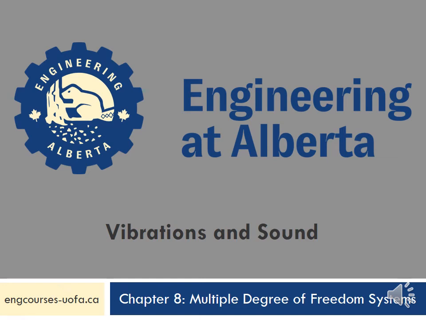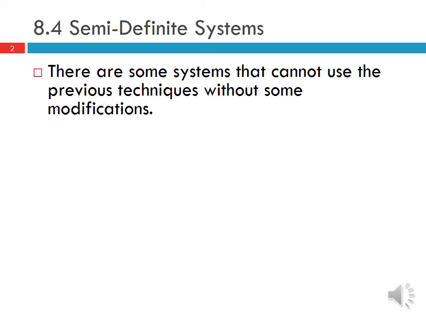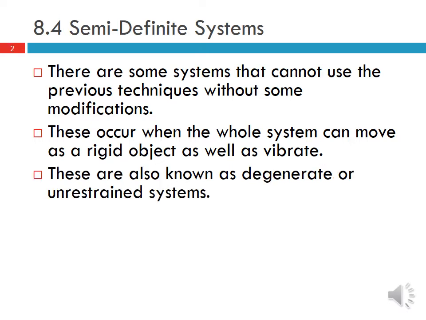In this video, we're continuing our discussion of multiple degree of freedom systems. Here we're going to discuss semi-definite systems. There are some systems that cannot use the previous techniques without some modifications. These occur when the whole system can move as a rigid object as well as vibrate. These are also known as degenerate or unrestrained systems.